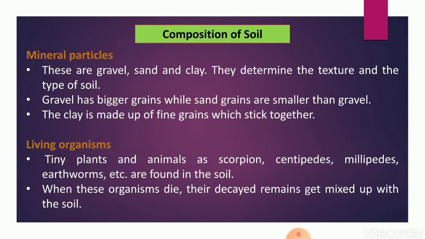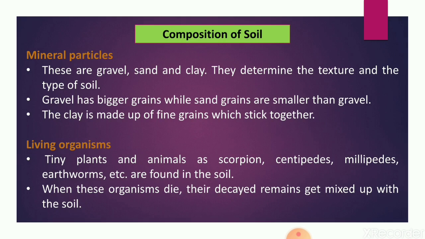In mineral particles, gravel, sand and clay are present, and these particles determine the texture and type of soil. Gravel particles are bigger than sand, and sand particles are bigger than clay particles. So gravel is the biggest, then sand grains are smaller than gravel, and clay is made up of very fine grains, so fine that they can stick together.